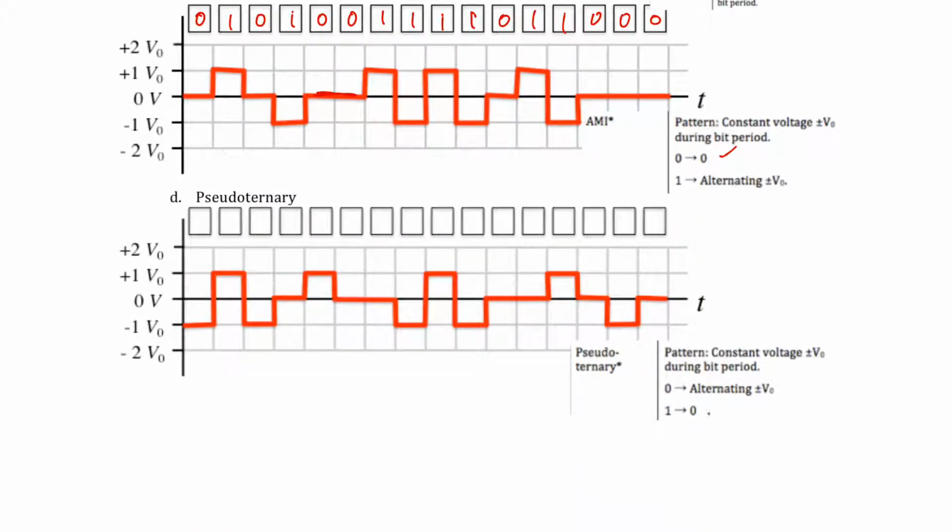Pseudo-ternary is just as easy. The 1s have the 0 voltage. So here's a 0 voltage. There's a 1, 1, 1, 1, 1, 1, and 1. And the rest of them have non-zero voltages, and they are the 0s.